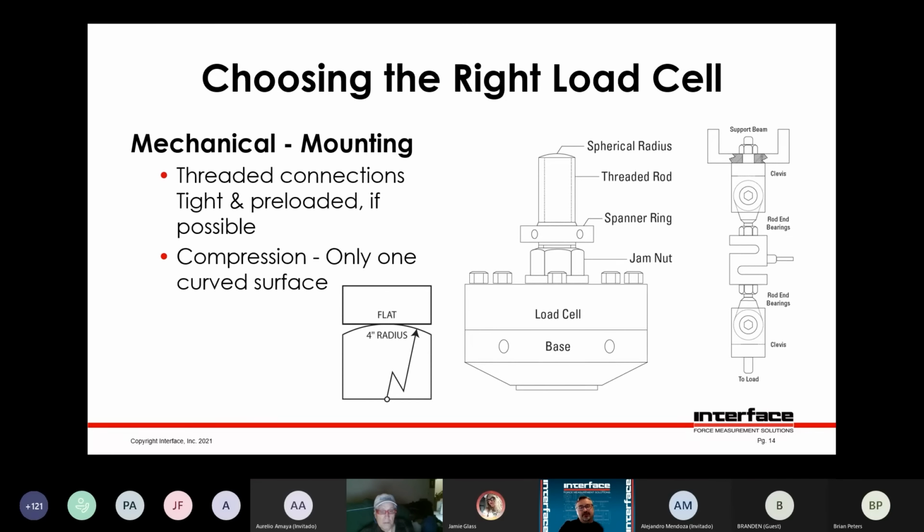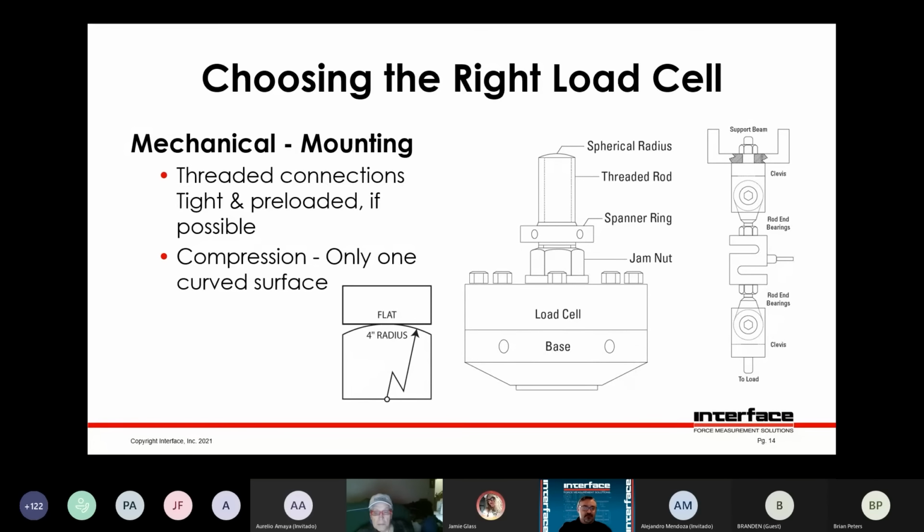More mechanical mounting considerations. When you have a threaded connection, you want the thread engagement to be tight and preloaded if possible. And by preload, what we mean, if it's, for example, a 1,000-pound load cell, we might pull 1,000 pounds or more, maybe 1,200 pounds on the rod, and then tighten the jam nut finger tight. And when you let everything go, the threads are locked together. And that's good for a couple things. It takes the slop out of the system so you don't get any wear. It also helps reproduce our calibration results more accurately because that's how we calibrate the load cells. And for fatigue use, it's super important that the threads aren't sloppy because it will wear out.